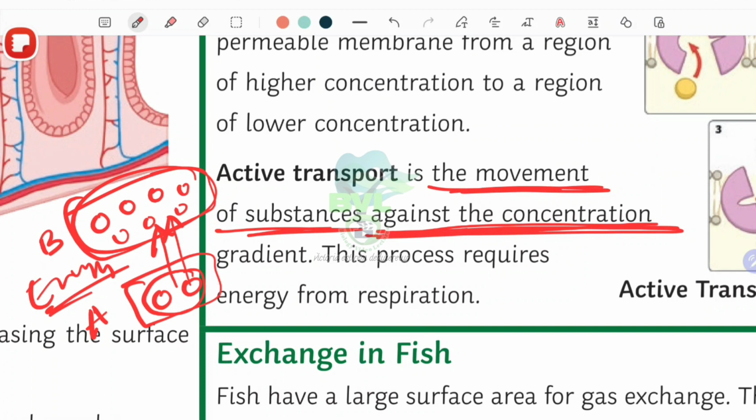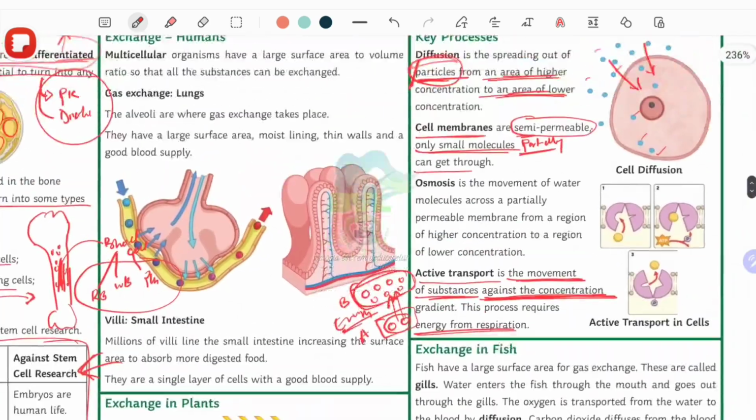This is very important. You are using energy. You don't want to forget that word. Energy must be in your definition. So active transport is like opposite of diffusion, but you are using energy. This is very important in understanding that. I hope that made sense.